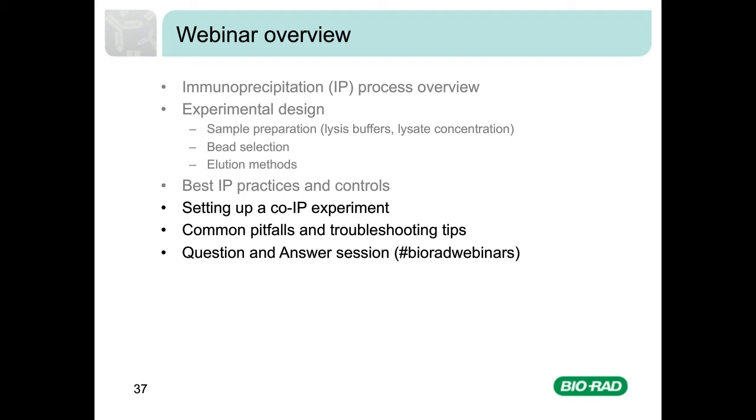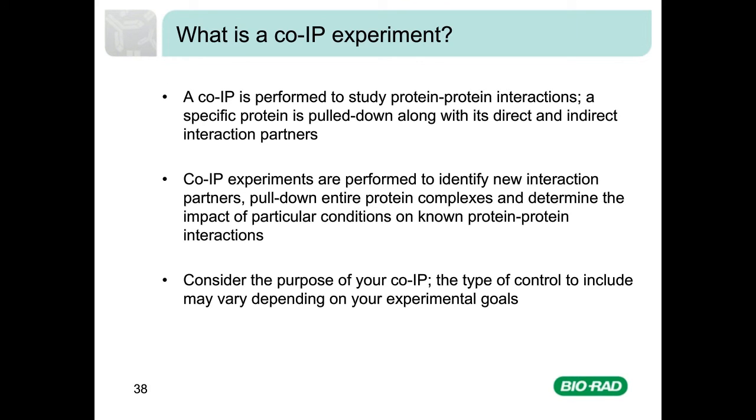Co-IPs are IP experiments performed with the intention of detecting protein-protein interactions or pulling down entire protein complexes. In a co-IP experiment, you pull down a specific protein with the help of a target-specific antibody. When eluting your protein of interest, you will also elute direct and indirect interaction partners that are bound to your protein of interest and you have therefore co-immunoprecipitated.